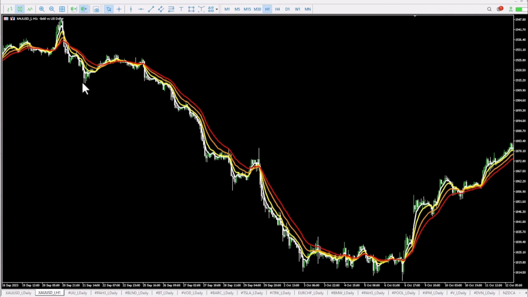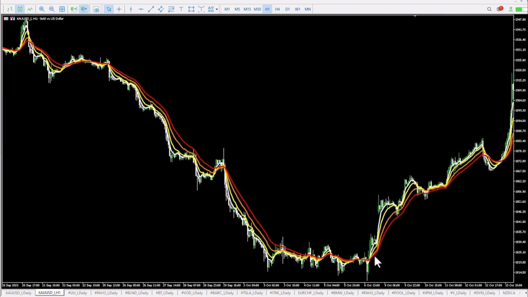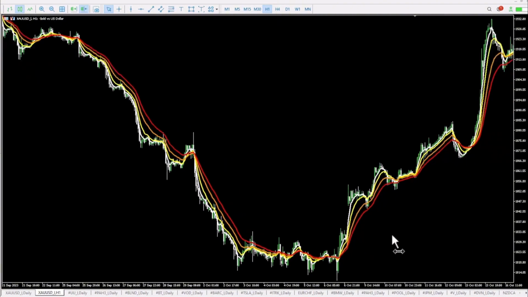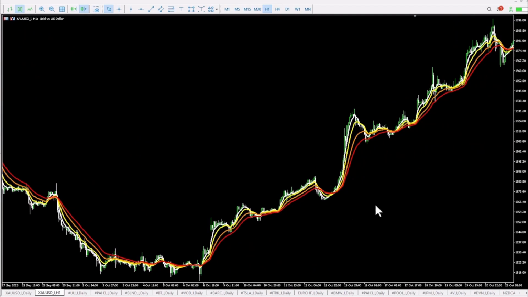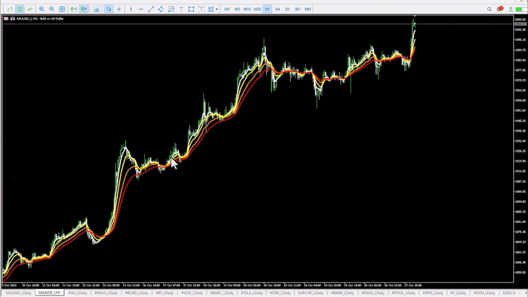If you pay close attention, you'll notice that when the white is below the others, usually for a long period, and the time frame we are using is 1 hour, this situation continues in the same way. And when the white crosses above the red, usually our trend becomes bullish. And as you can see, this trend has continued for a long time.